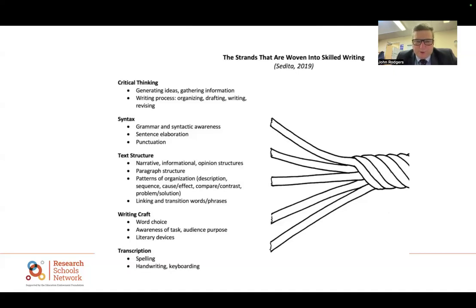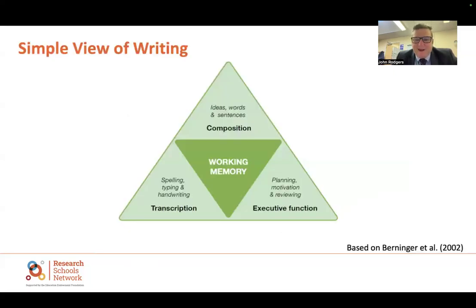So that's one model. Here is the EF model. So this is what they call a simple view of writing. I think to link it into the simple view of reading, if you remember back to when we were looking at reading fluency and comprehension. So here they're broken down, those things we've just seen on that sort of rope, into composition, transcription, and executive function, all of which have impacts on working memory.